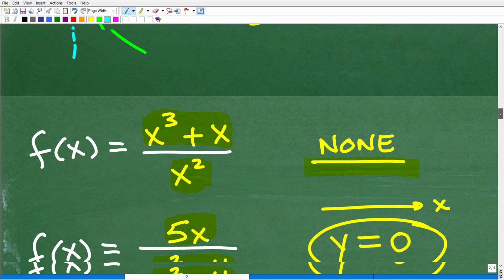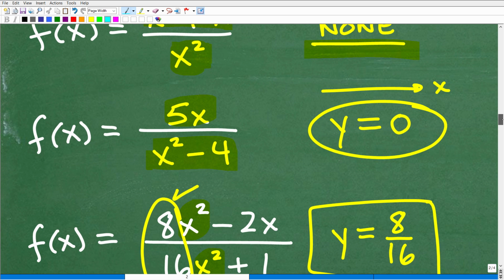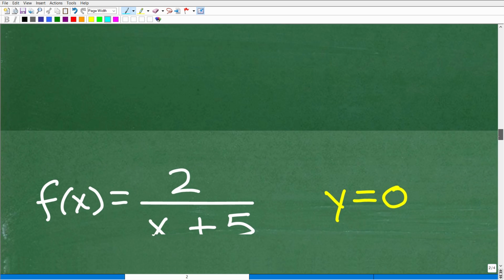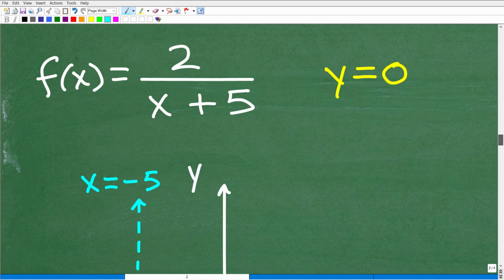Okay, so where does that leave us in terms of what case here? It's this case right here. So y equals 0, or the x-axis, is a horizontal asymptote. Okay, so what does that mean? Well, let's go ahead and just put this all together.